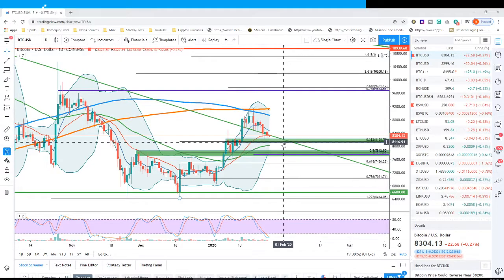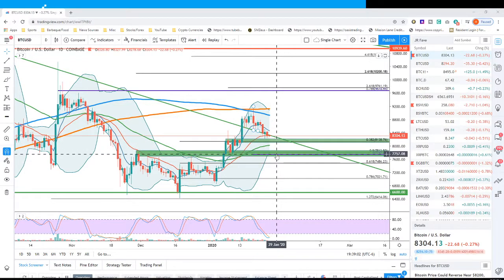Okay, so this is the area we want to watch. Everybody's watching 8,100 to let's call it 8,300. If this area right here breaks, then obviously we're coming back down, testing the lower Bollinger Band. That'll be around 7,900 to 8,000. Let's call it 7,800 maybe.